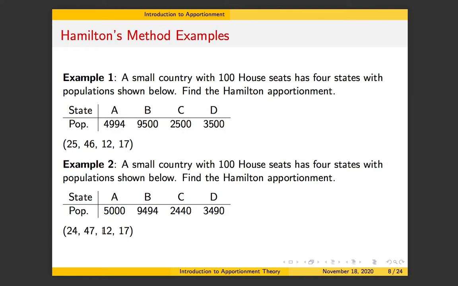You can build sort of wacky examples like this, where even though my population went up and yours went down, you take a seat from me. So your representation improved, right? The more seats you have, the better for you. So my representation got worse, even though I have more people. Your representation got better, even though you have fewer people. It doesn't seem fair. So Hamilton's method has some pathologies built into it like this.